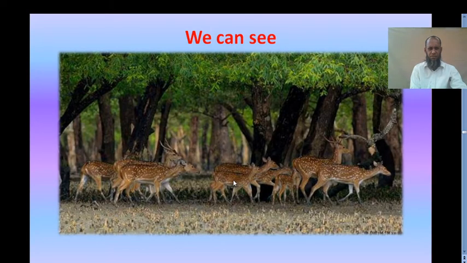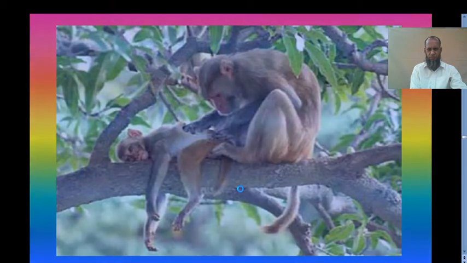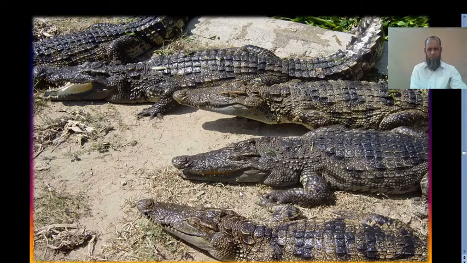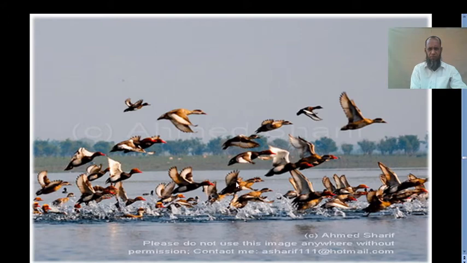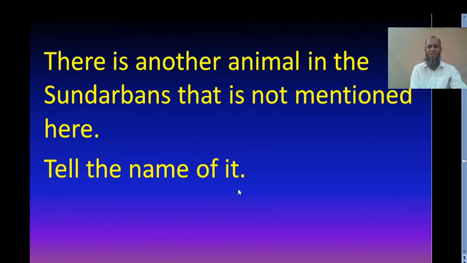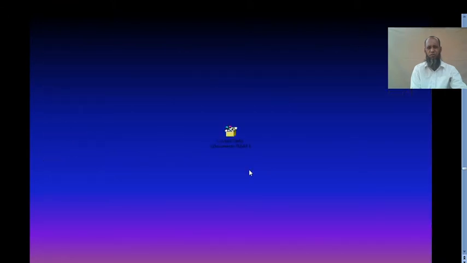We can see deer moving towards, monkeys, reptiles, birds, probably migratory birds. And there is another animal in the Sundarbans that is not mentioned here. Can you tell the name of it? Probably you have known.